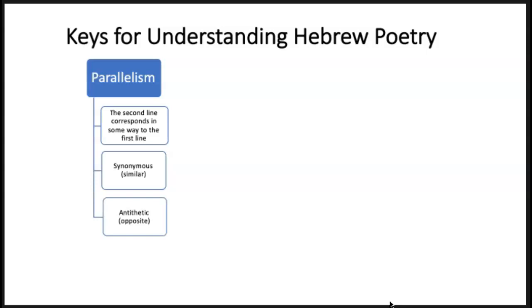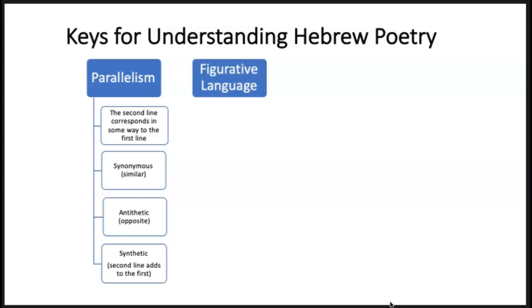In contrast to that, we also have antithetic parallelism, where the second line says something opposite. Psalm 1:6, the Lord knows the way of the righteous, but the way of the wicked will perish. And then we have a hybrid, in a sense, a synthetic, which is where the second line adds to the first. So it's not quite synonymous, but the second line adds something additional to the first, as in Psalm 14:2, the Lord looks down on the children of men to see if there are any that understand and seek him. There are other types of parallelism, and we'll consider those as we get further into the study.